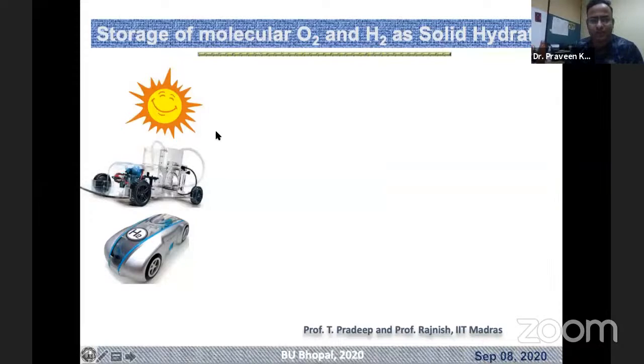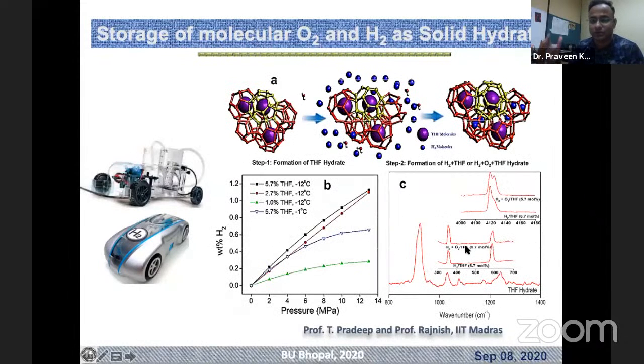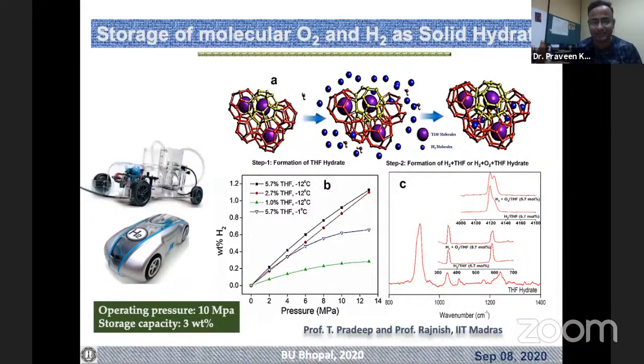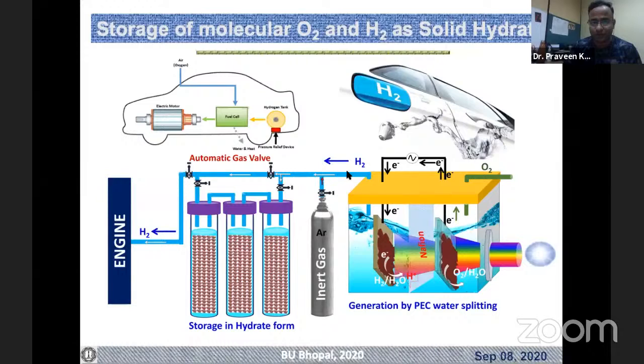So what we have done, if you don't have the sun, you need to store this hydrogen. So we have worked with IIT Madras, with Professor T. Pradeep and Professor Rajneesh, and they were able to synthesize a solid hydrate for us, where we can capture this hydrogen during the generation and utilize it. So not only can you utilize this hydrogen for online uses, but you can utilize it for offline uses.